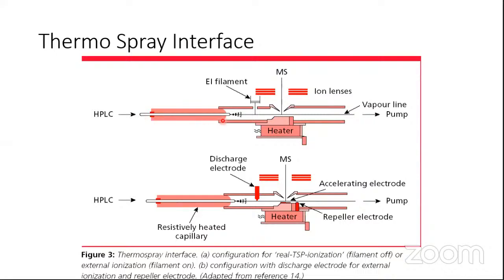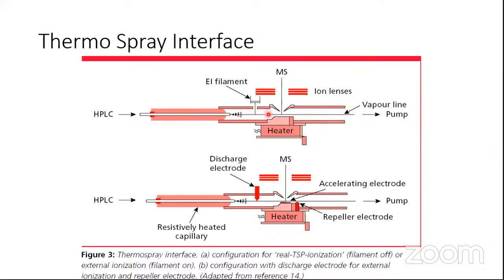So you have HPLC flow coming through the heated portion, and it is nebulized to give you spray. And then you have an EI filament, so you do the ionization using EI like in a GC-MS. All the vapors which get generated are ionized. They are pumped by the pump here, and the ions which are produced will enter the mass analyzer, which is at the diagonal, at 90 degrees to the flow of the vapors which are generated.